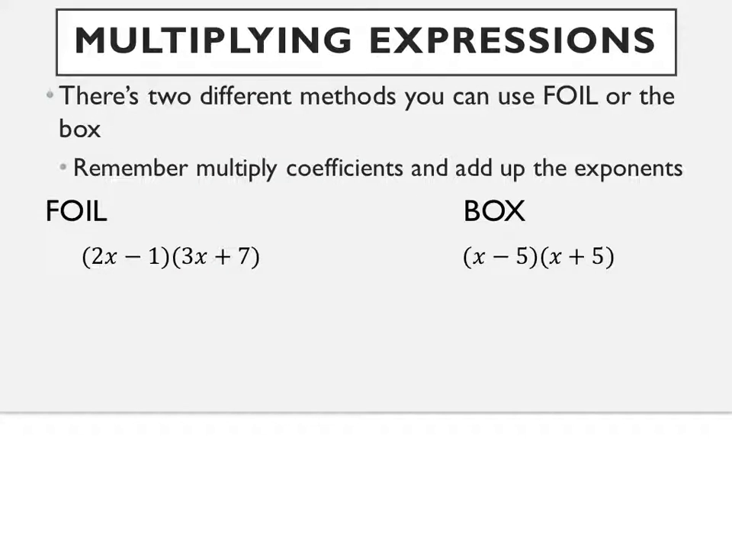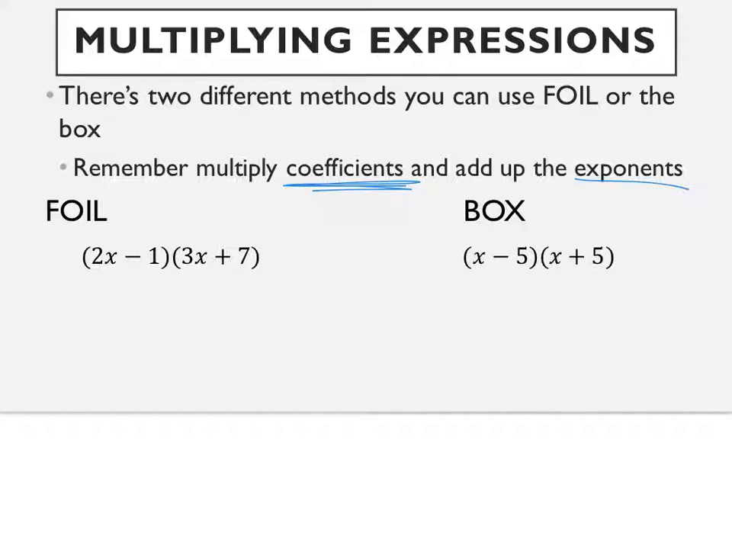All right, now we're going to move on to the new set of multiplying and factoring. There are 2 different methods you can use to multiply. You can either use FOIL or the box method. Remember, when you multiply, you multiply the coefficients, the numbers, but you add the exponents.